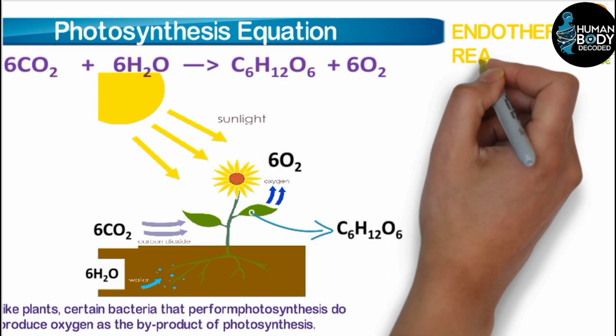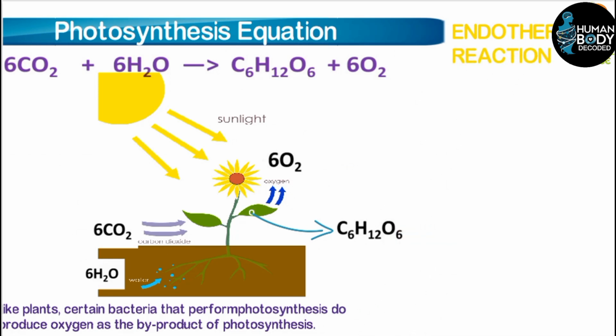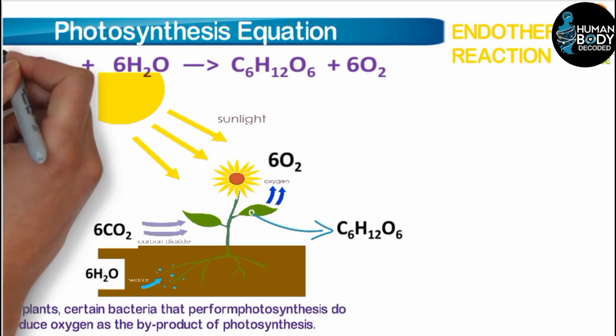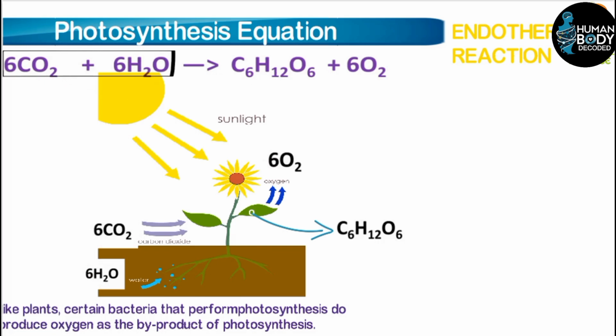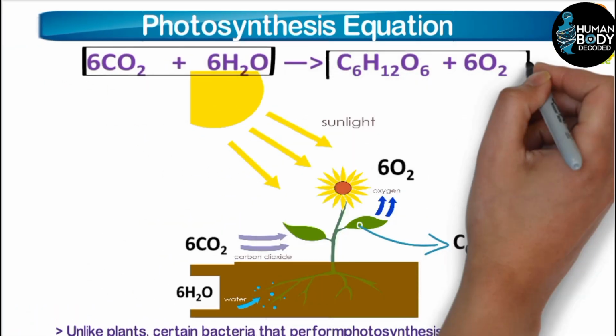Photosynthesis is an endothermic reaction, meaning it requires energy from sunlight to combine two reactants, carbon dioxide and water, into two products, glucose and oxygen.